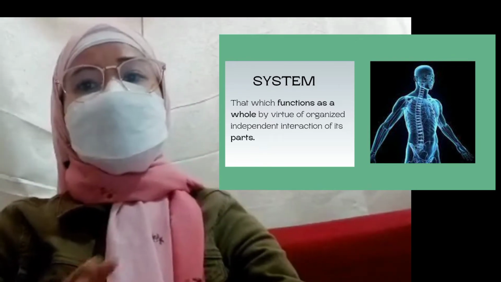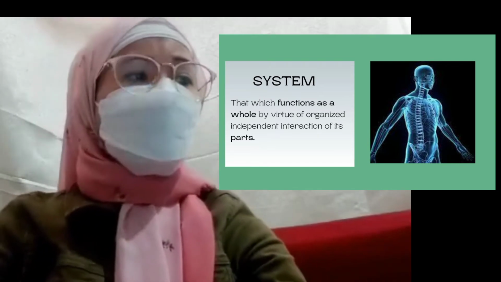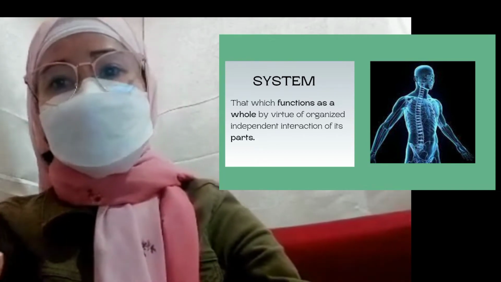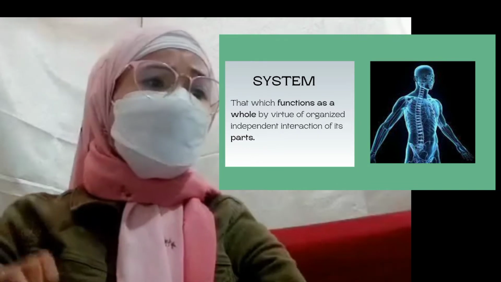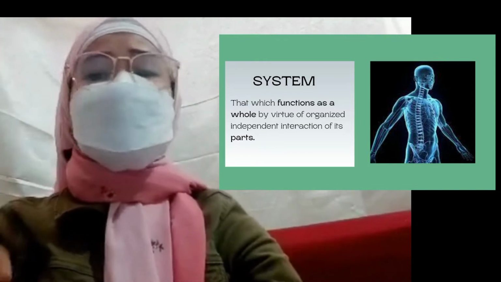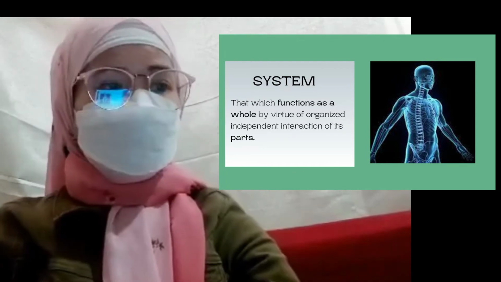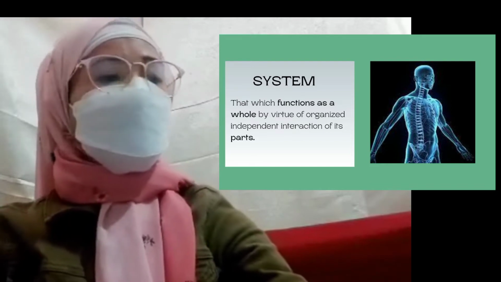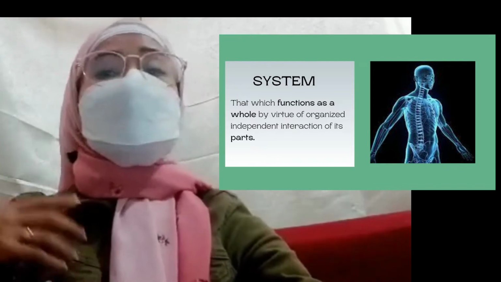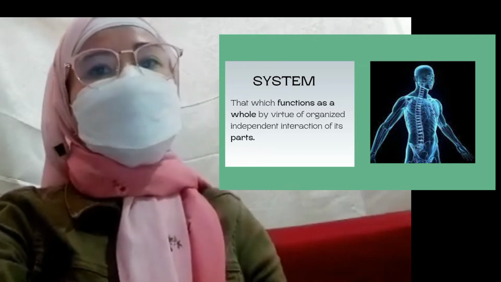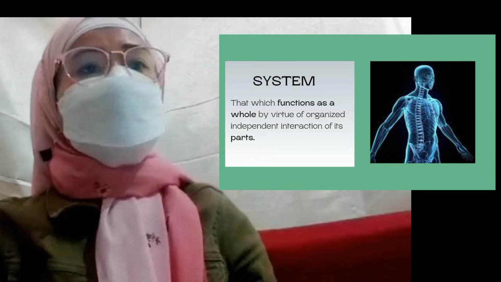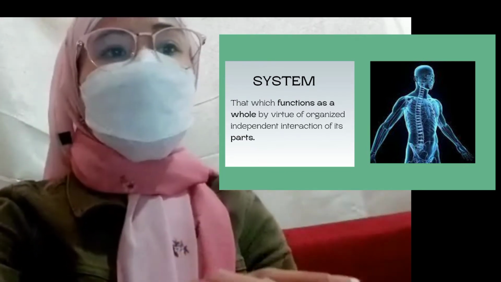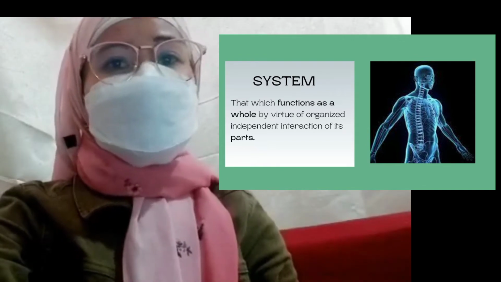And we already know that the cardiovascular system functions to pump blood to all parts of the body. The cardiovascular system needs the parts of the heart, the myocardium, endocardium, the blood vessels, the aorta, and many more. So in the cardiovascular system, all the parts are working together. That is how the cardiovascular system is able to pump blood from the heart. That is what Dorothy Johnson means when she refers to a system as functioning as a whole by virtue of organized, interdependent interactions.